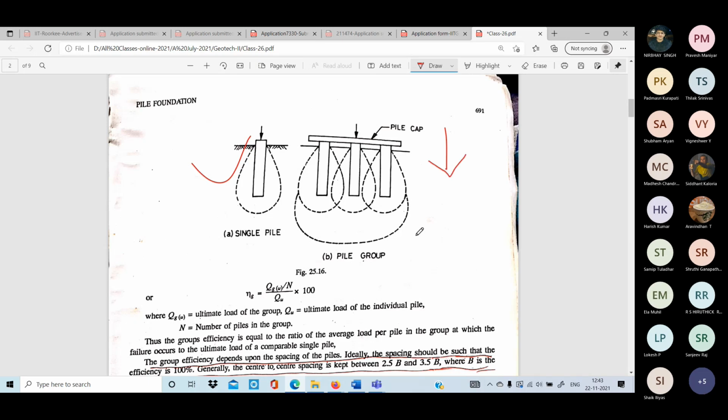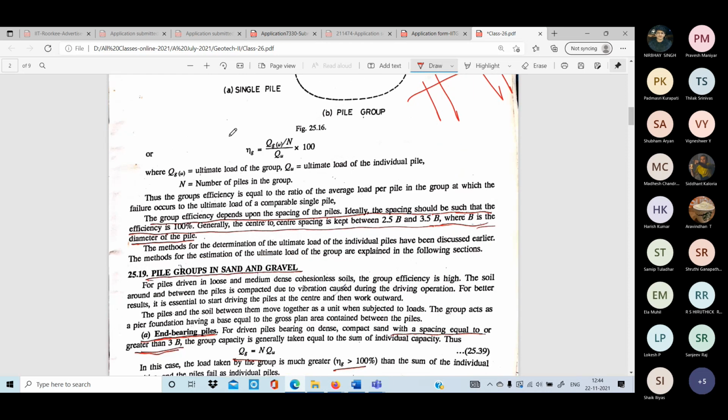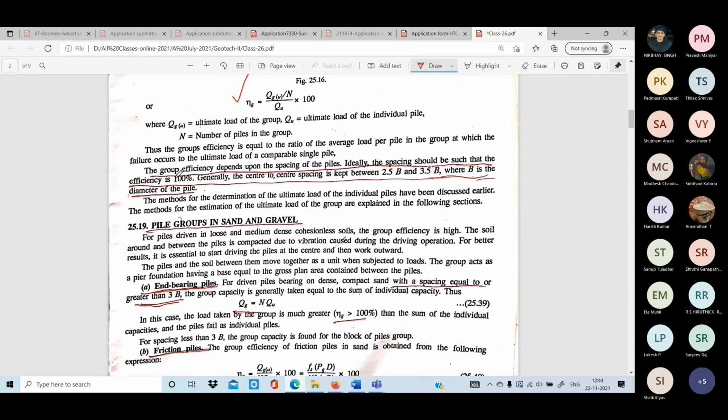If the spacing is very far away, then what happens? The group efficiency will be equal to or even more than the individual piles when you multiply it with the n value. It can be more than 100% also. If we calculate by this formula, it explains here. The group efficiency depends upon the spacing of the pile. Very important point. It depends on the spacing of the pile.